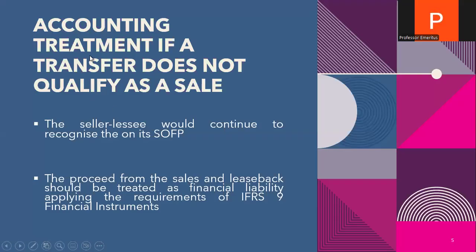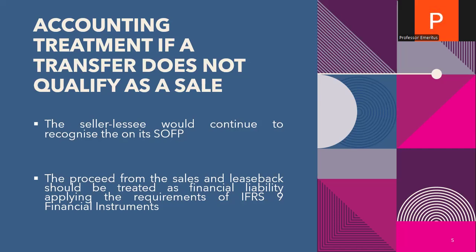Then we look at accounting treatment if a transfer of a lease does not qualify as a sale. The seller lessee, if it does not qualify as a sale because the control of the asset still retains with you, that is the benefits associated with the asset and the risk associated with the asset still reside with you. When do we say this happens?